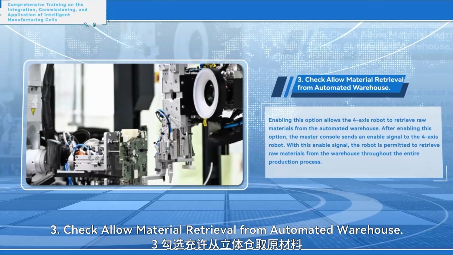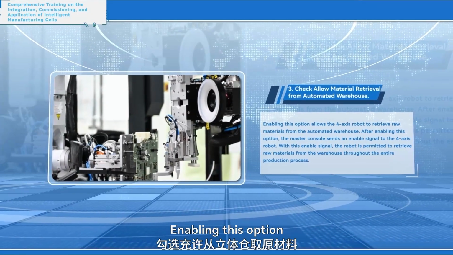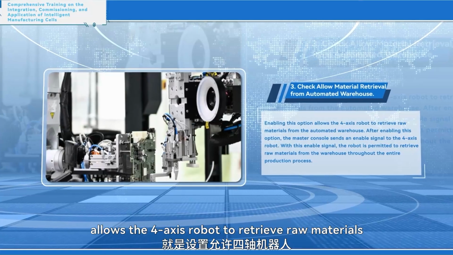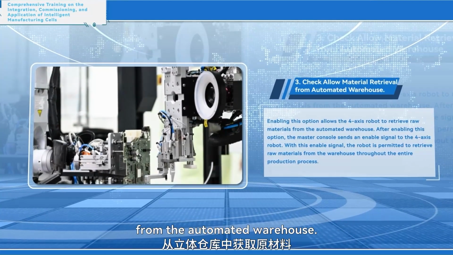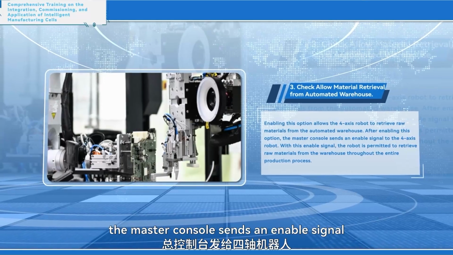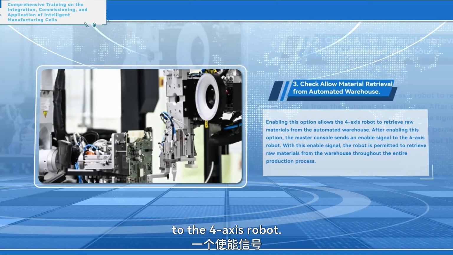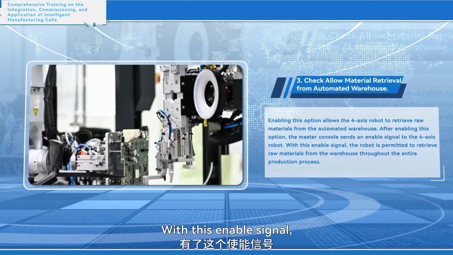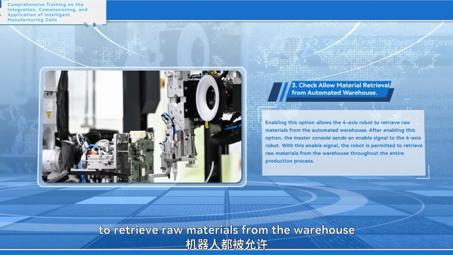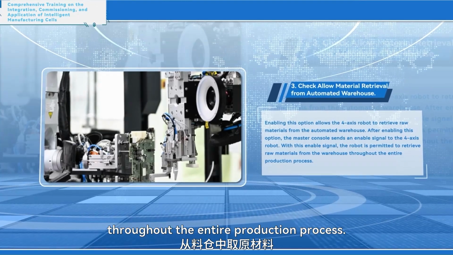3. Check Allow material retrieval from automated warehouse. Enabling this option allows the 4-axis robot to retrieve raw materials from the automated warehouse. After enabling this option, the master console sends an enable signal to the 4-axis robot. With this enable signal, the robot is permitted to retrieve raw materials from the warehouse throughout the entire production process.